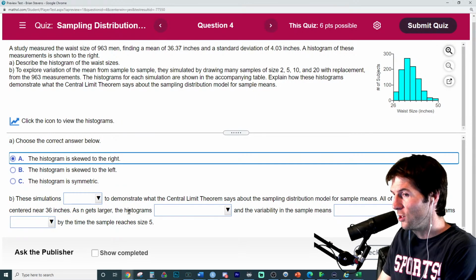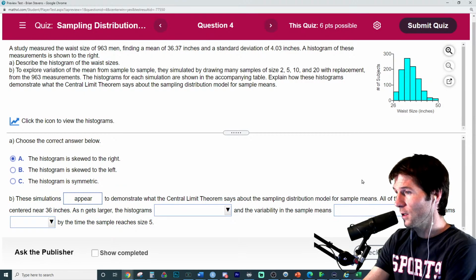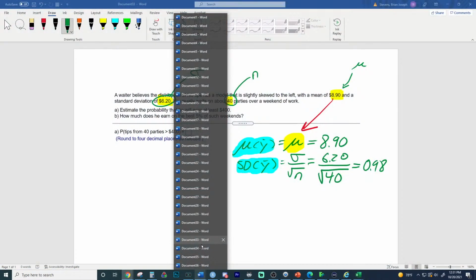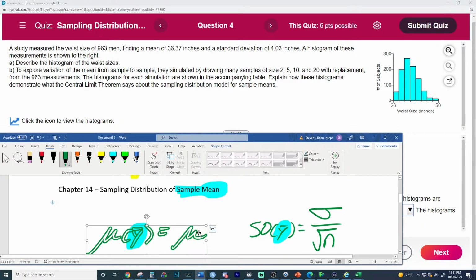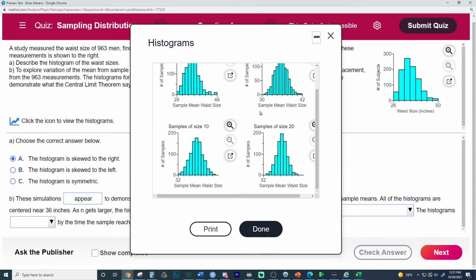So these simulations do demonstrate. Simulations will show reality because they simulate reality, unless we do something really weird. To demonstrate what the central limit theorem says about the sampling distribution model for the sample means, all the histograms are centered near. Oh, so wait a minute. What does not change about the distribution? As we do this, what would not change about the distribution? And you see this in the simulations. What does not really change?